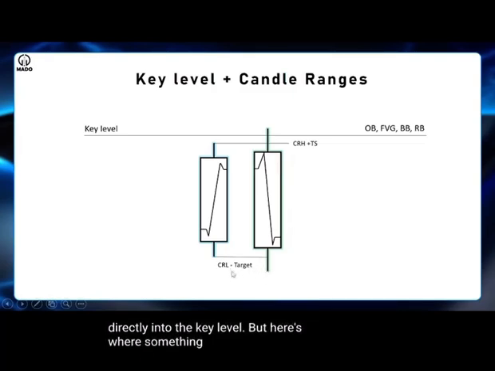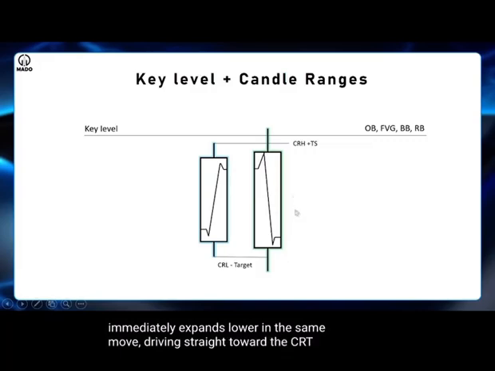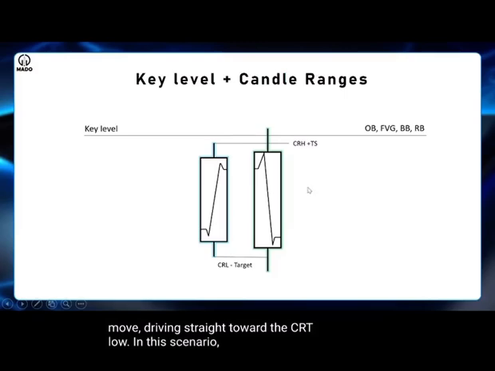But here's where something different happens. Instead of pausing or closing back inside the range, the second candle immediately expands lower in the same move, driving straight toward the CRT low. In this scenario, the second candle does double duty. It doesn't just handle the manipulation phase, it also completes the expansion in a single strike. That's why this structure often appears during high-impact news events, when volatility is strong enough to sweep one side and instantly run the other. This teaches us an important lesson.